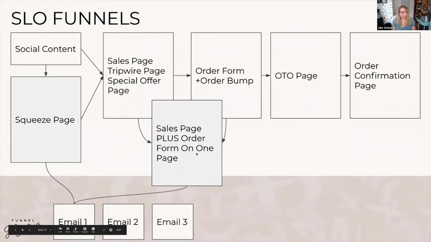The other thing about combining a sales page and order form is that oftentimes a sales page plus an order form has what's called a 2-step order form, which allows them to put their name and email address in first and then check out second. And that allows you to capture the lead.